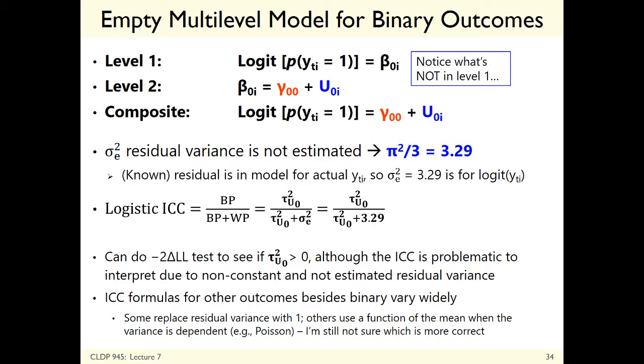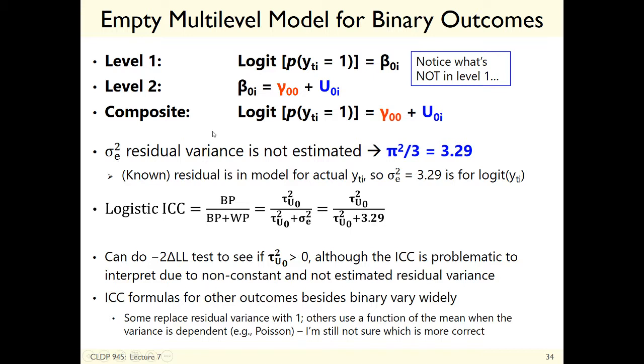Residual. It's not that the model's perfect. It's that residual variance is a determined quantity. We know what it has to be because it changes as a function of the mean. So if your predicted probability is 0.5, the variance around it is 0.25. If your predicted probability is 0.9, the variance around it is 0.9 times 0.1. It shrinks as you move towards the extremes.